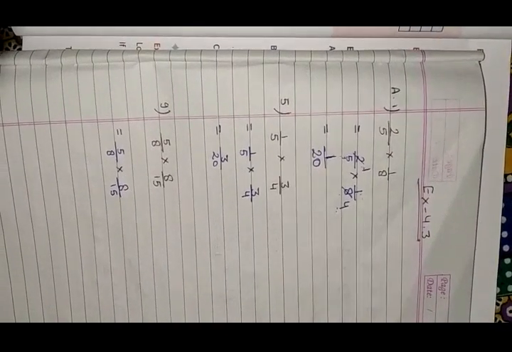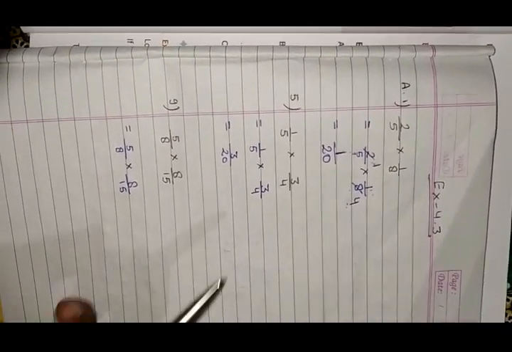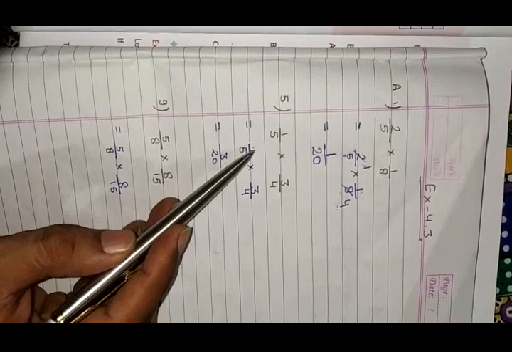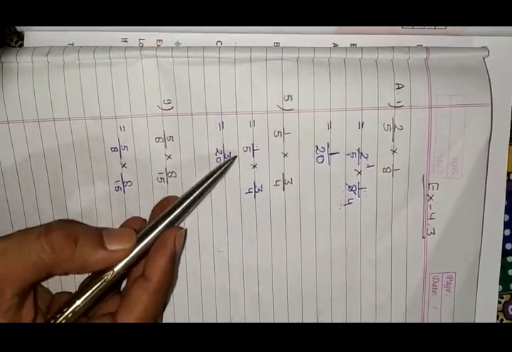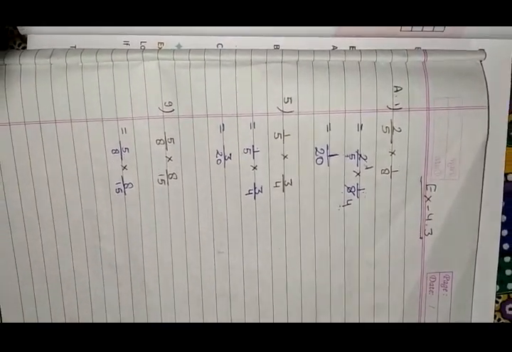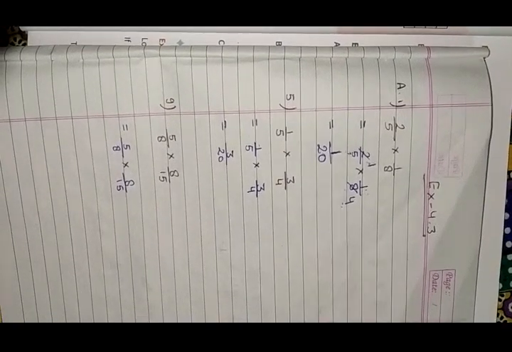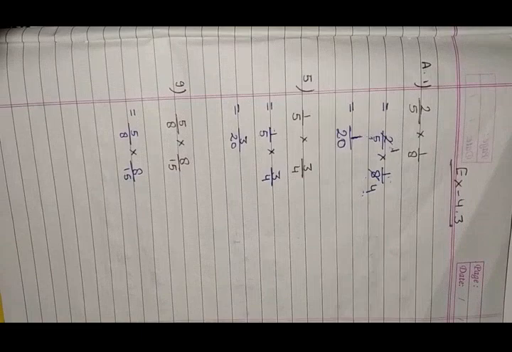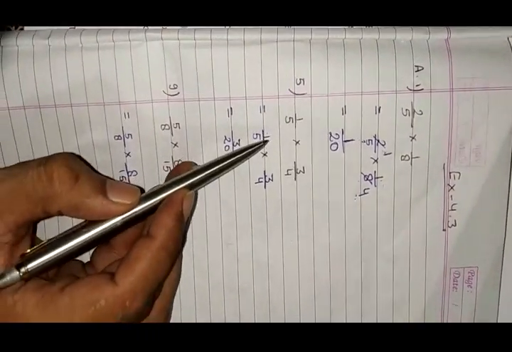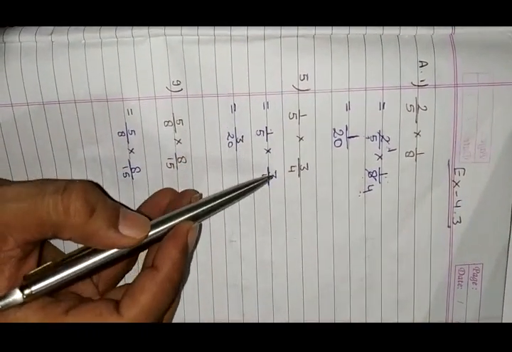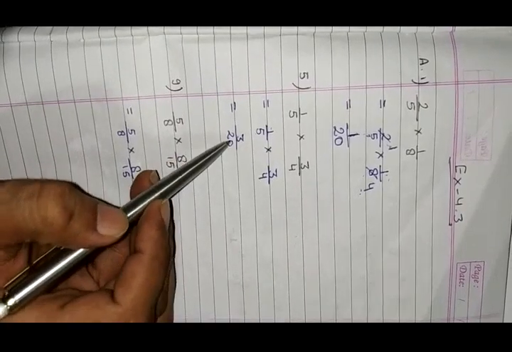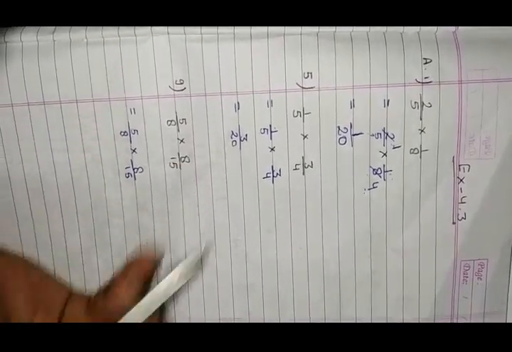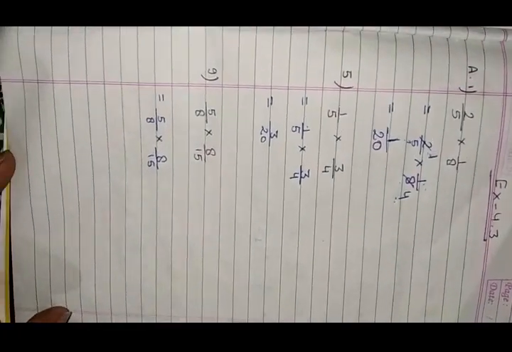Fifth, 1 by 5 into 3 by 4. Here the numerators are 1 and 3, denominators are 5 and 4. In numerator and denominator there is no common factor, so we cannot cancel out any factor. Now multiply numerator by numerator. 1 into 3, 3. 5 fours are 20. So answer is 3 by 20.